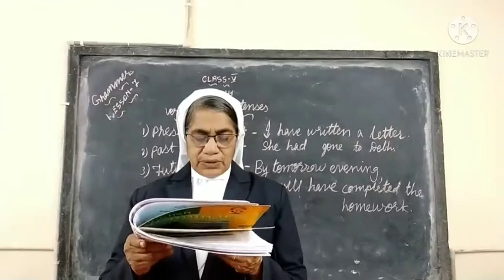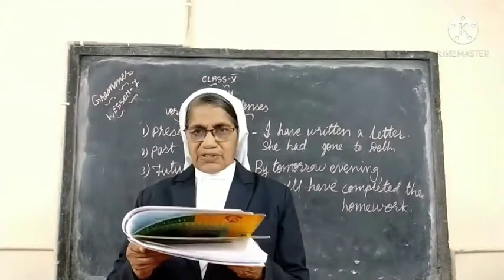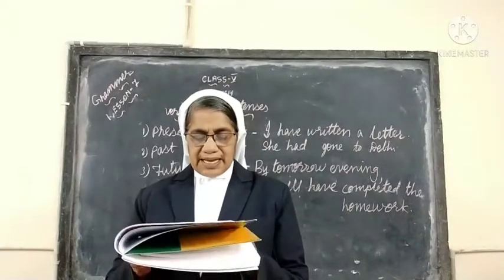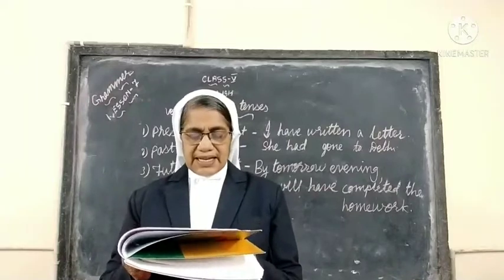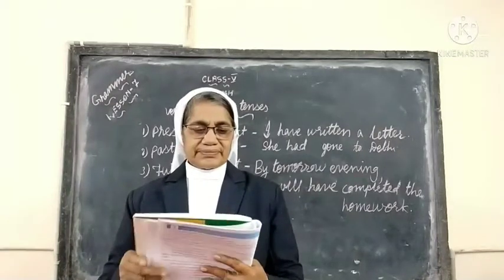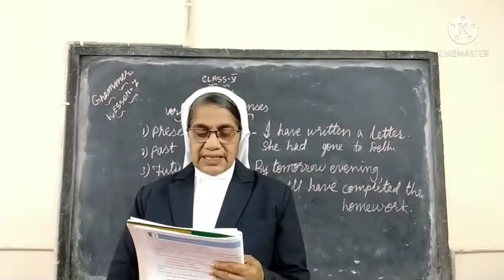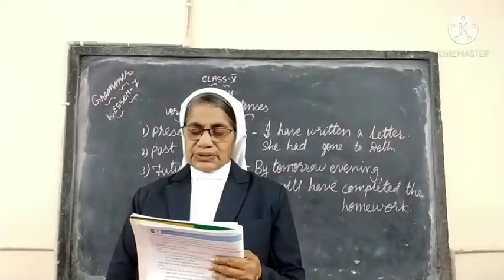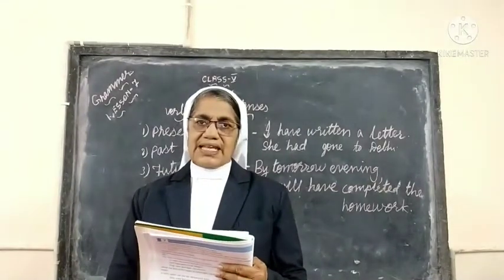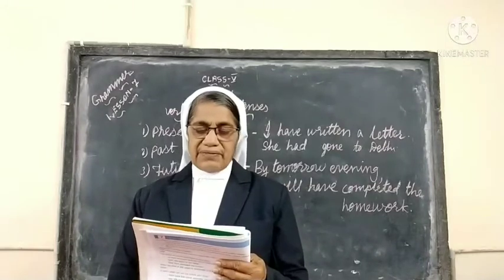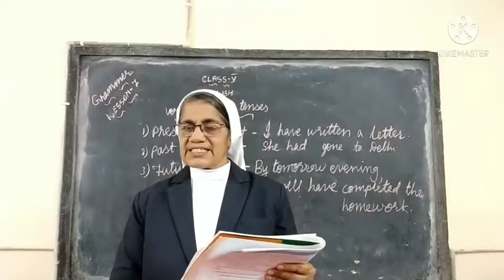Now, for used with just to show an action that took place immediately before speaking. He has just come back from school. The train has just left. Fifth, used with ever and never to show habit or past action. Have you ever been to Delhi? No, I have never been there. That is about present perfect tenses.